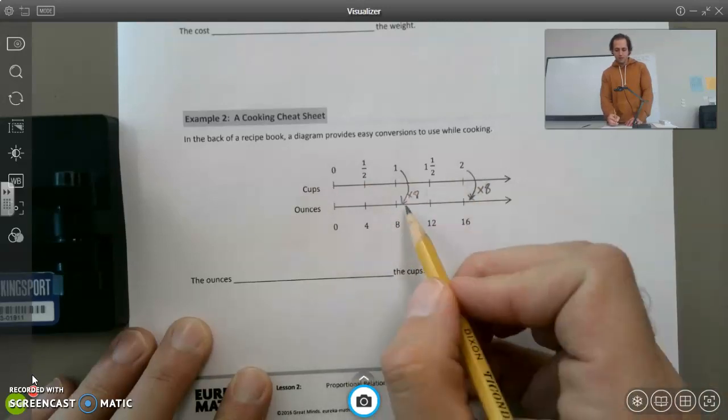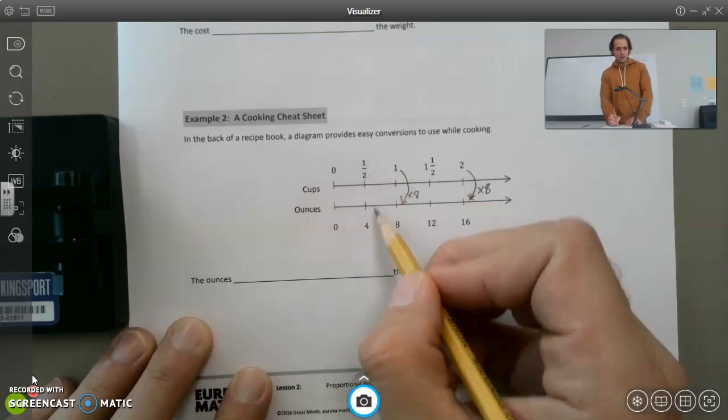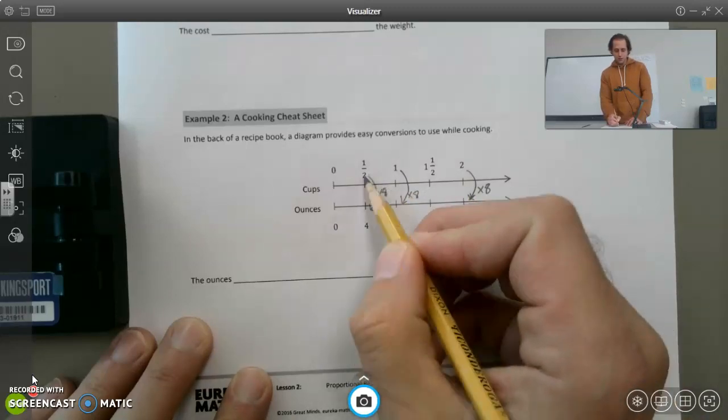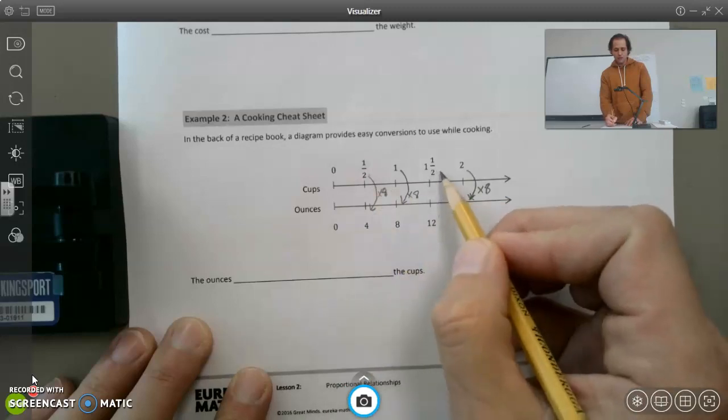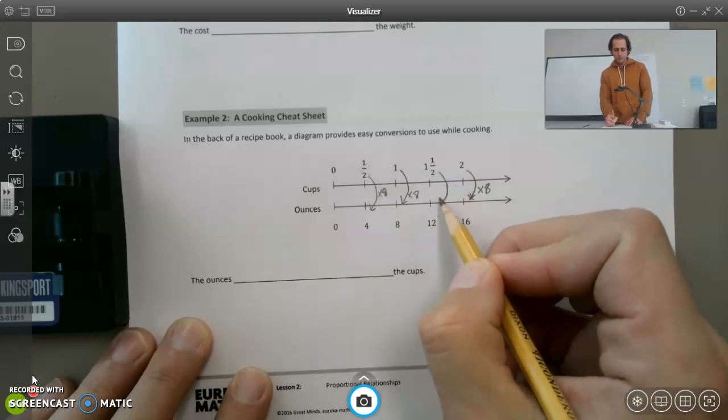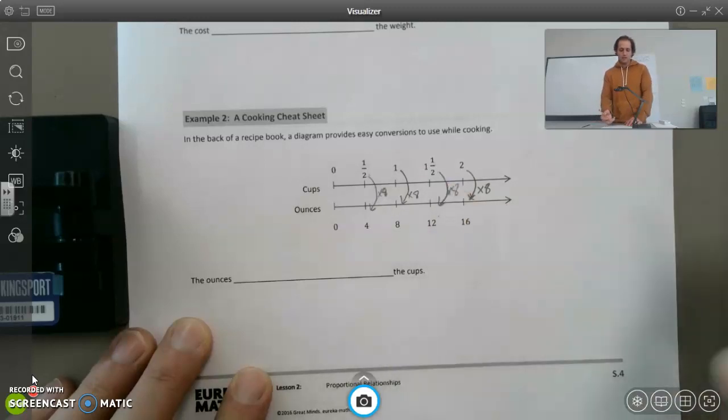Is that true for the other ones? Well, let's test. What is 1/2 times 8? That's going to be 4. That's right. And 1.5 times 8. Well, 8 times 1 is 8. 8 times 1/2 is 4. So 8 and 4 make 12. Yes, times 8. These are all multiplied by 8.